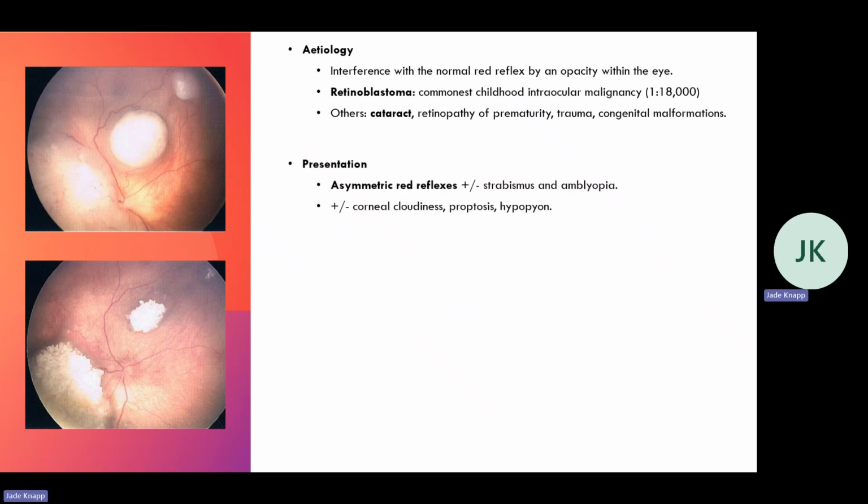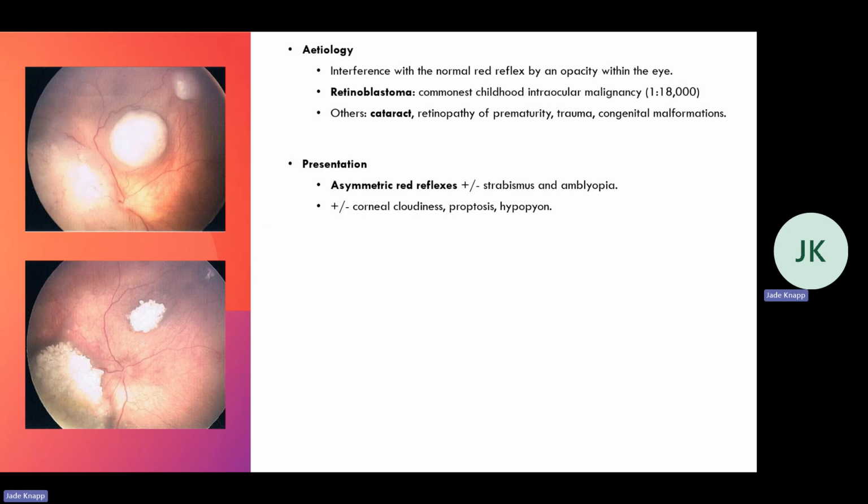Main thing is it's not normal. It's not a 'see me in a few months'. It's immediate referral. They may have associated strabismus. They may have amblyopia as well. Makes sense, right? Got a big lump inside the eye or a cataract in the way, that's going to be an amblyopic eye. Brain ignores it, eye turns. So they often present with strabismus in a non-verbal kid or a very young kid.